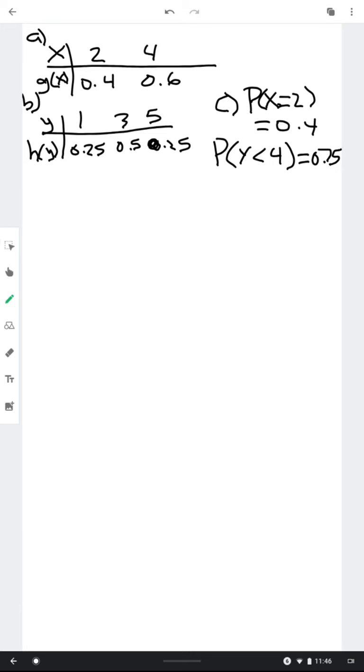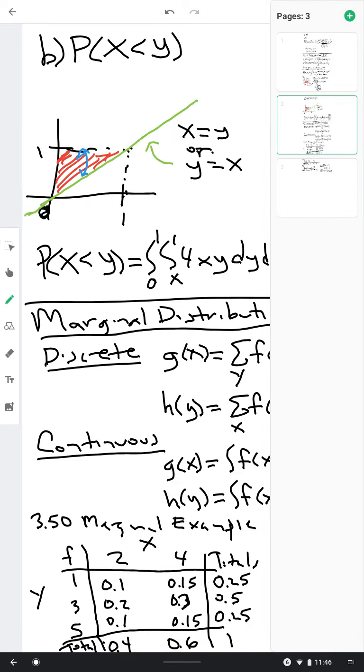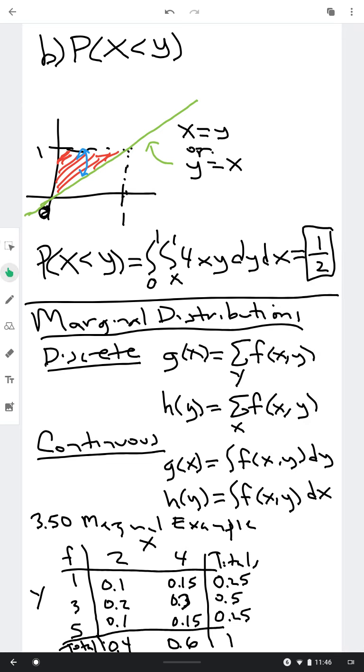Now, I got those directly from the marginal distribution, but I also could have got the answer from looking at my joint probability distribution. If I go back, I could say x equal to 2. Just look at these values and add them together. This is where x is equal to 2. I would have got 0.4. Okay. For y less than 4, I would need to look at every situation where y is less than 4, which are going to be these values.